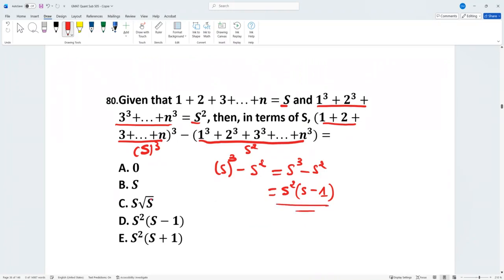But now, if we look at the answer choices, which one corresponds? So it's answer D, which corresponds. So that's how you solve this particular question. Answer D is the correct answer.